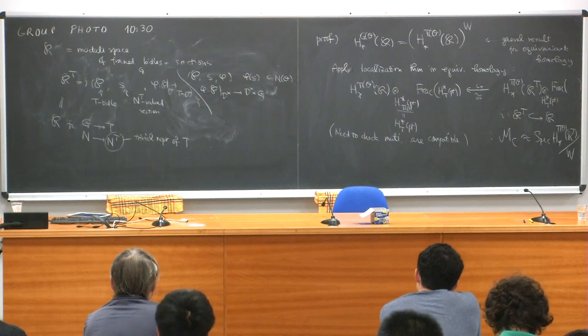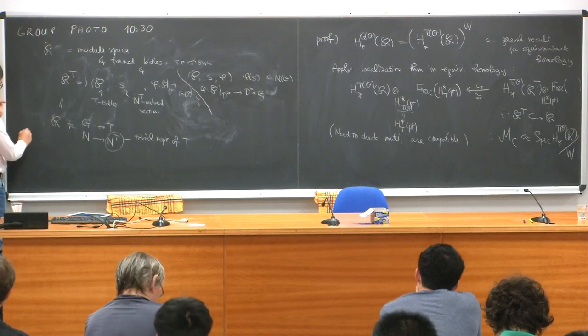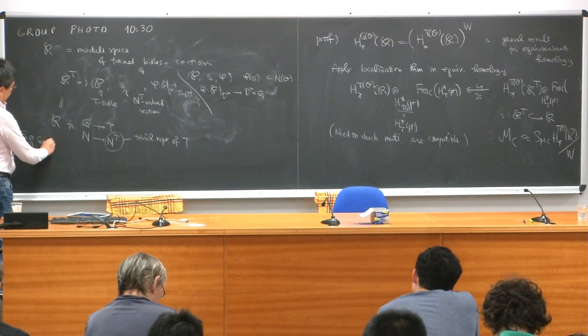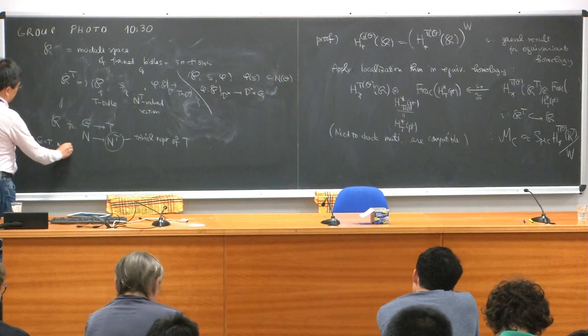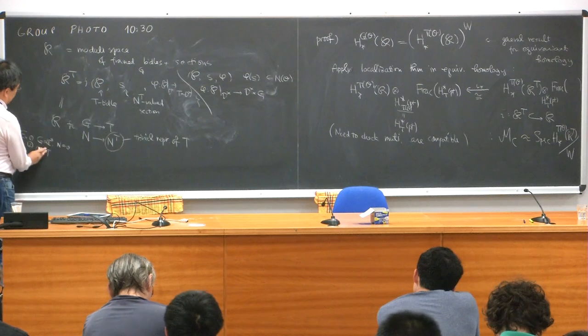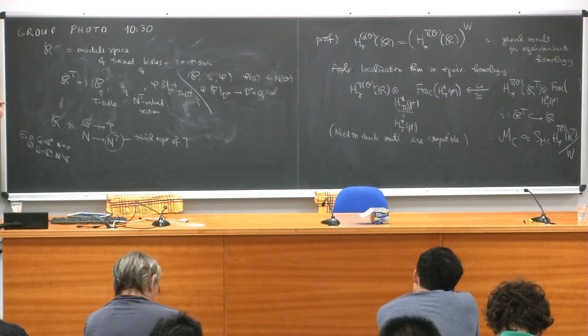So you remember our computation. I gave examples 1 and 2. In example 1, G equals T and N equals 0. In the second, G equals C star and N equals C. So the first one is just the product of C and C star.